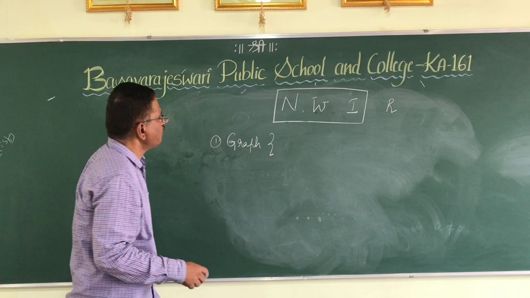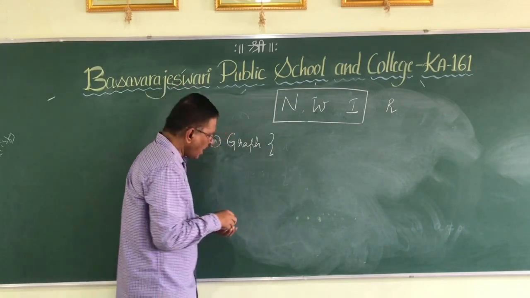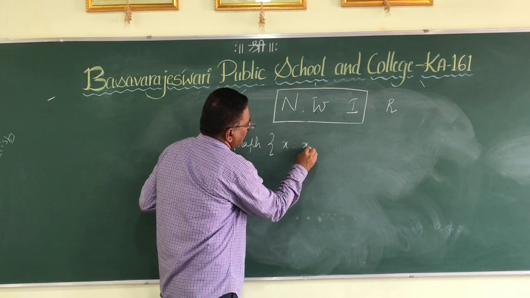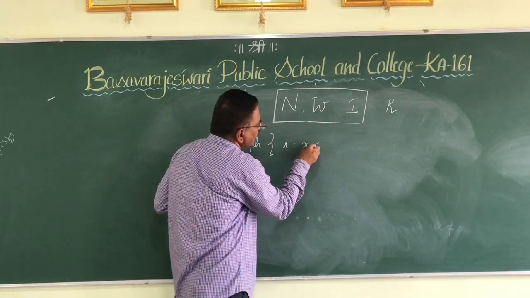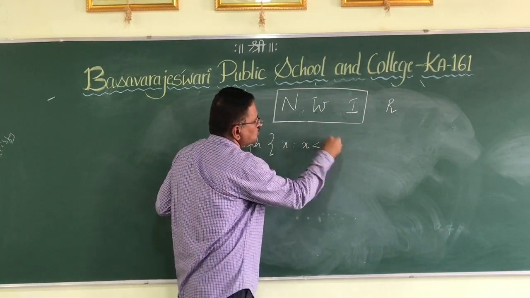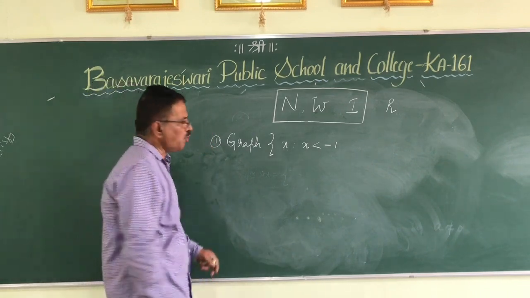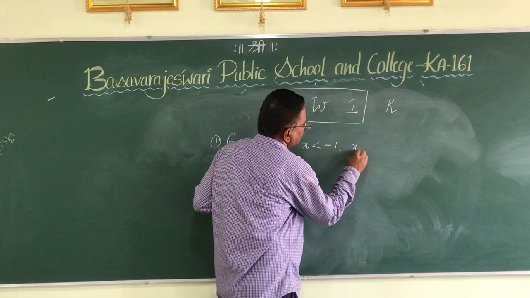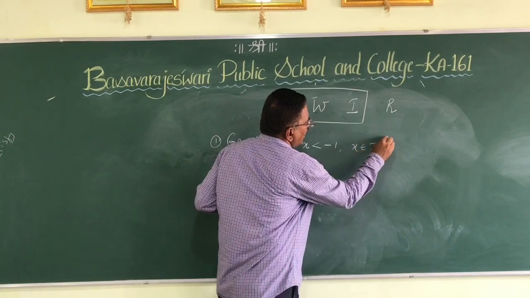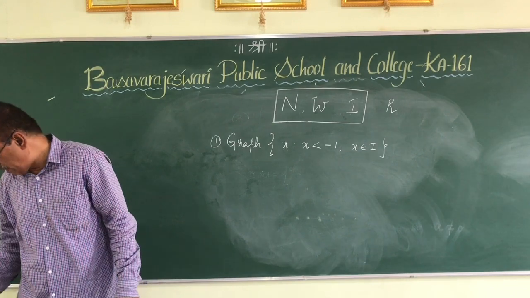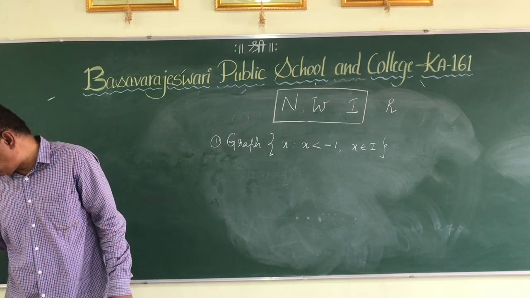Graph of x such that x is less than -1. X is less than -1 and x belongs to I. I means what? Again integers.